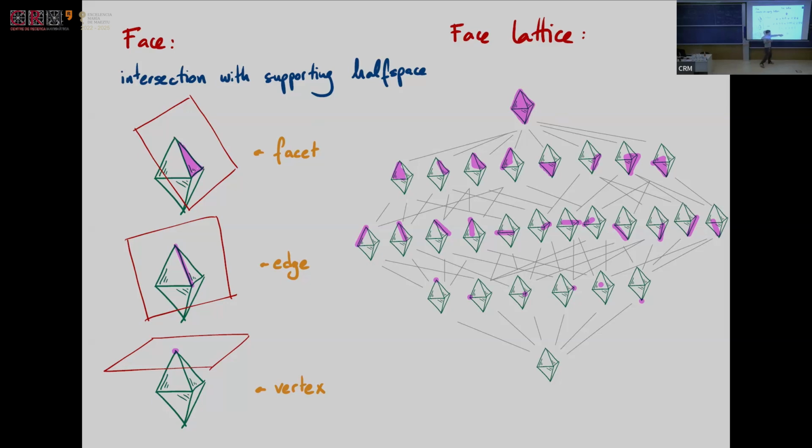If the hyperplane doesn't intersect the polytope at all, then we have the empty set, and I would like to say that this is a face. I also want to say, which is not compatible with my definition, that in general the whole polytope is a face. The reason I want to present it this way is that if I now order the faces by inclusion, this partially ordered set is a lattice. That's what we call the face lattice of the polytope.